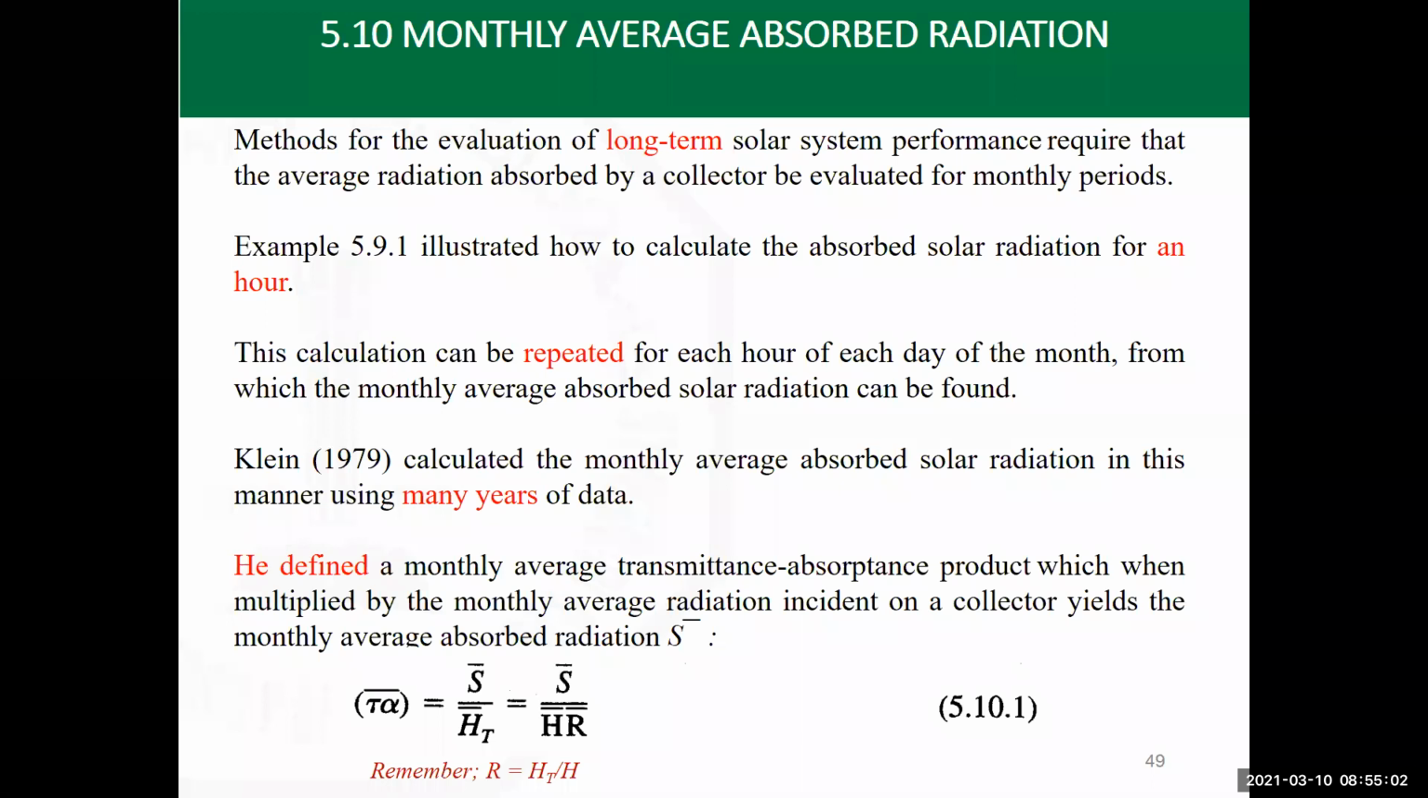So the definition is given here in equation 5.10.1, that tau alpha average is equal to S average over HT, where HT, as known, is equal to H multiplied by R. We have seen the values of H calculated alone, terrestrial energy falling on the surface, and R, which is the ratio between terrestrial and extraterrestrial. R actually is given here as the ratio of HT, which is energy on a tilted surface, divided by the total energy falling on a horizontal surface.